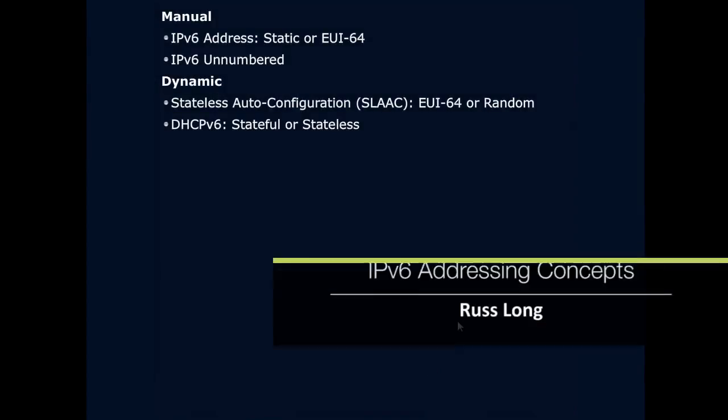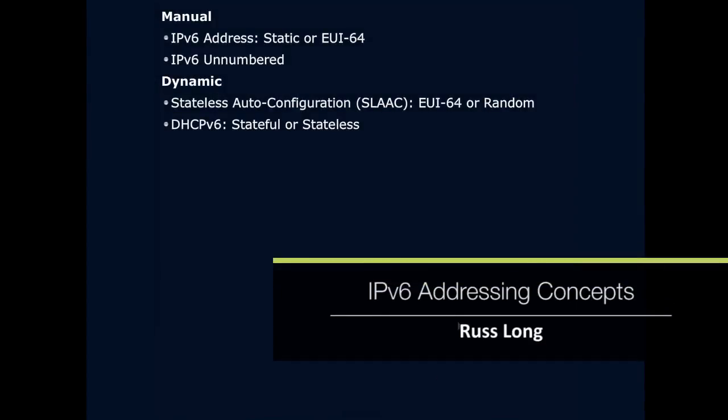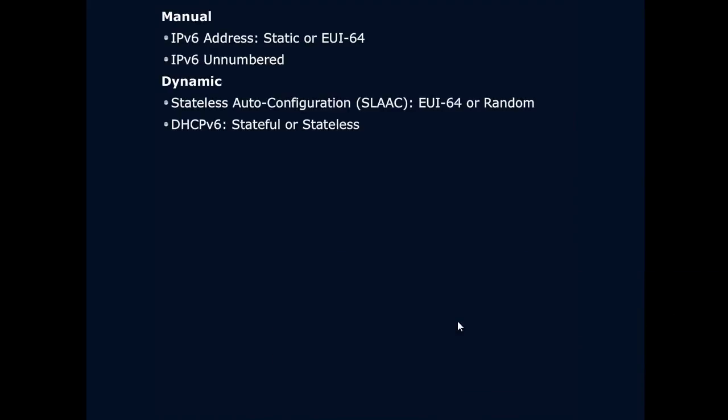So let's talk a little bit about how these addresses get applied. We talked about all the types of addresses. How do we get an actual address on a node in our environment? First off, there's two ways. There's manual and dynamic. Those are our two ways that we can have addressing.